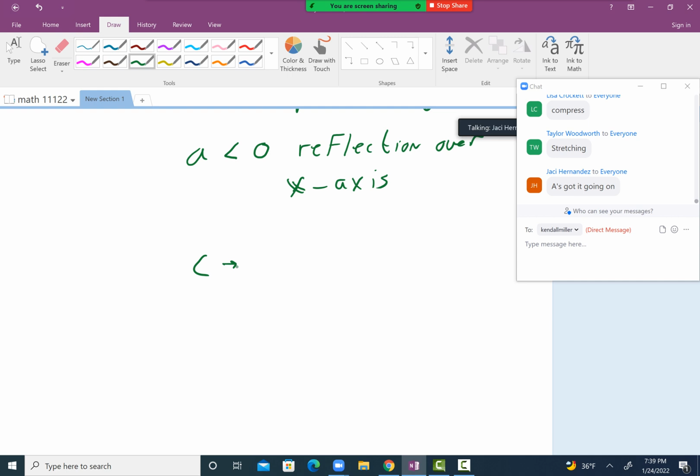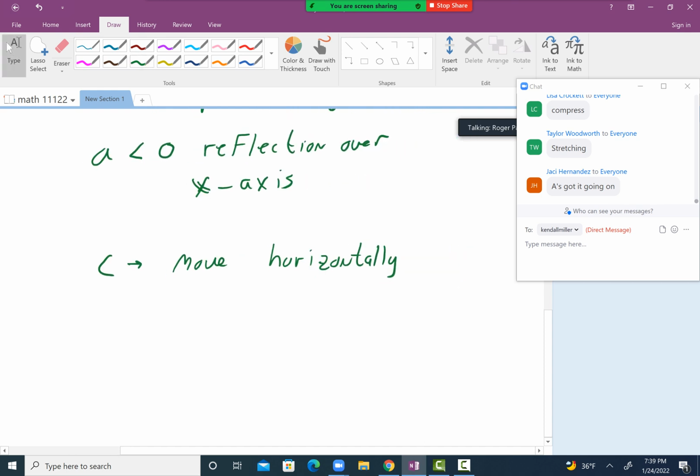I believe C moves it across the x-axis in a horizontal way. That's right. So it's moving horizontally. Okay. So this is a move or a slide or a translation horizontally. Okay. Now, we have to be careful, I'm going to put down here, by the way, C units.